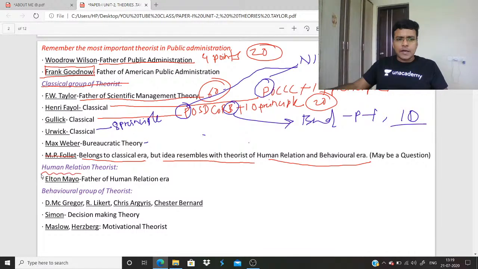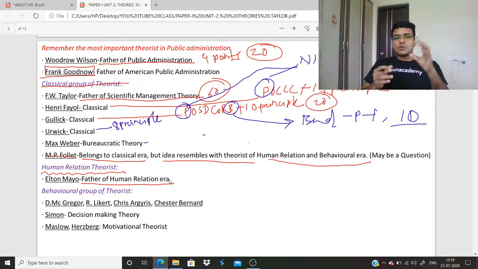After that, human relation theorist Elton Mayo, father of the human relation era. Understand the difference between classical and human relation theorists. Very simple, I am explaining in a layman's way. Human relation means Mayo focused on human relations in the organization. In an organization, employees are working. So Mayo focused on the relation between them, their needs, aspirations, what they want, the work environment, which was not taken care of by the classical theorists. So you get your criticism: the classical theorists are criticized by human relation theorist Mayo, who said that they never gave due importance to human relationships in the organization.